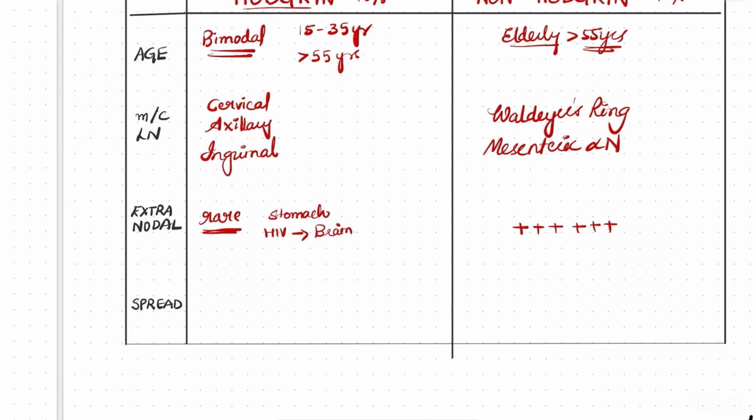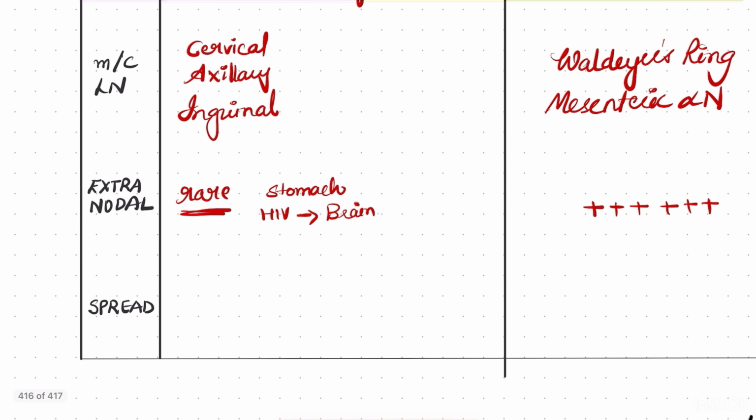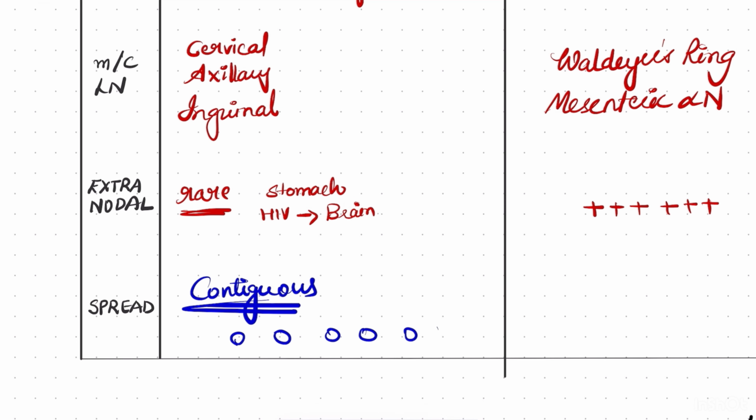The spread in Hodgkin's lymphoma is characteristically contiguous. What does contiguous mean? Continuous. For example, it affects a cervical group and there is a chain of cervical nodes present. If one cervical lymph node is affected, it immediately affects the adjacent one, and that again immediately affects its adjacent one. Like a chain reaction, all the lymph nodes in that line will be affected. This is the contiguous spread seen in Hodgkin's lymphoma.